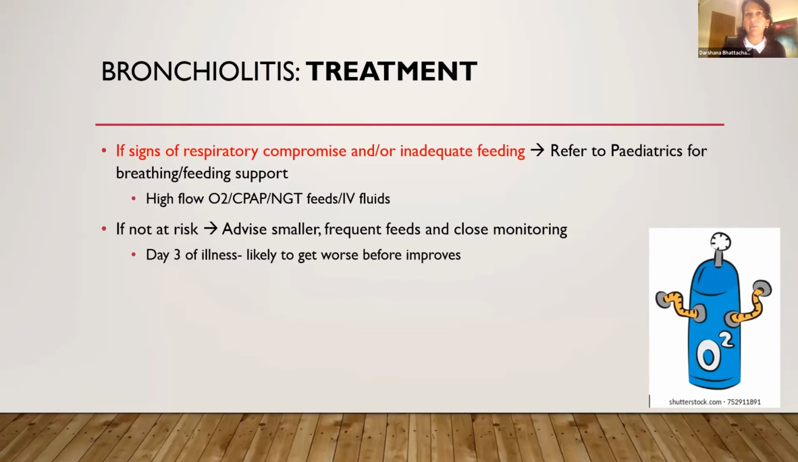But essentially, if a big volume feed is making a child more breathless, then advise the parents to give them 4 ounces every hour and a half, or even 2 or 3, at least 2/3 of their normal feed volume if they can manage it. And again, do warn the parents that day 3 of their illness, they tend to get a little bit worse before they get better. Don't give them antibiotics.